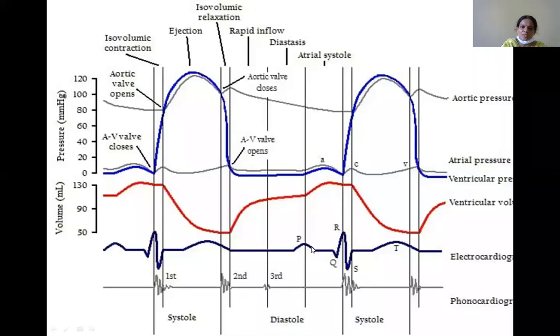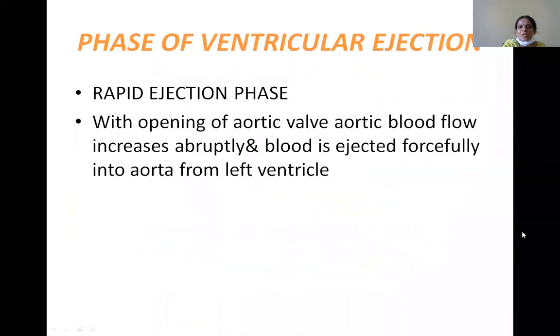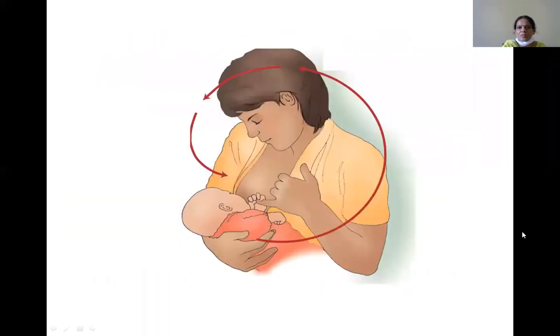What is happening in atrial contraction? Here, as I told you, what happens during atrial contraction? Blood flows into the ventricles. That is how the volume of the blood in the ventricles is being increased. So accordingly, you can guess the rest of the parts.